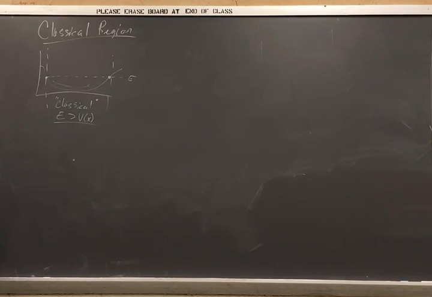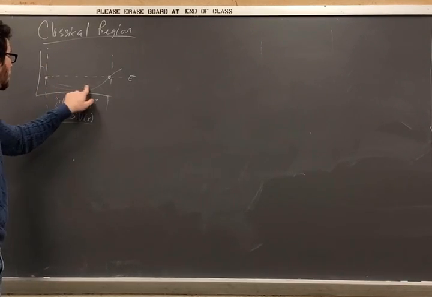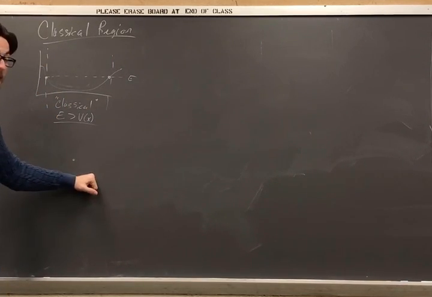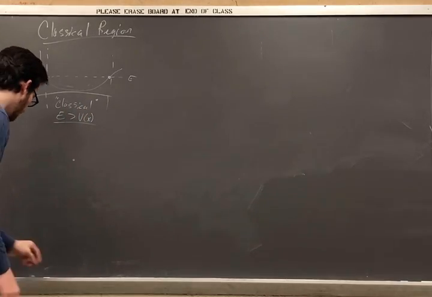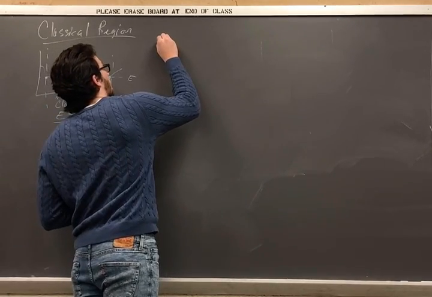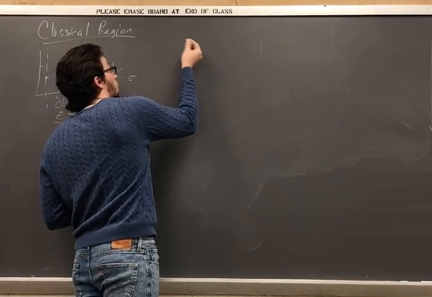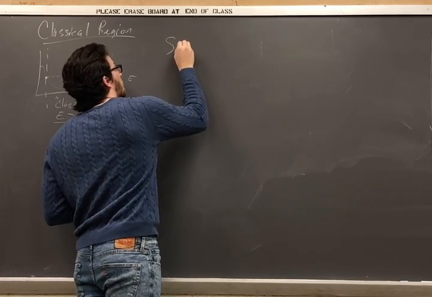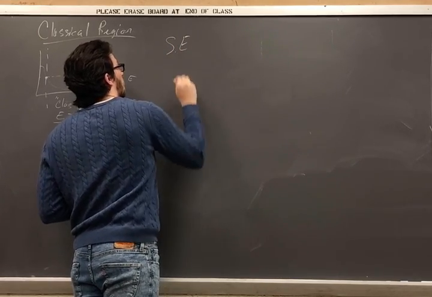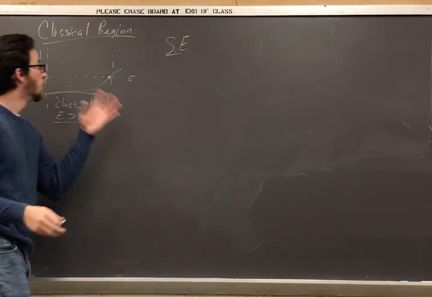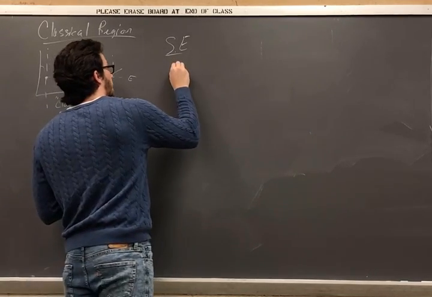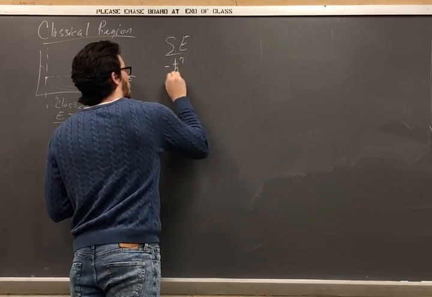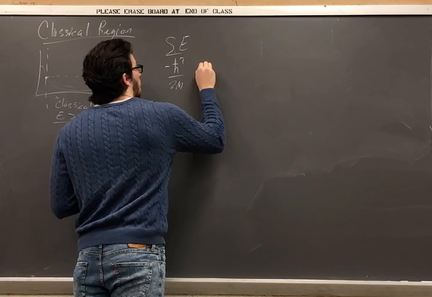So now, let's rewrite our Schrodinger equation in this classical region to see what the WKB approximation that we made does to the wave function. So, what does our wave function look like? Well, what does the Schrodinger equation look like? We wrote it down before, so we know what it is. Let's try to write it again. Let's go negative h bar squared over 2m.